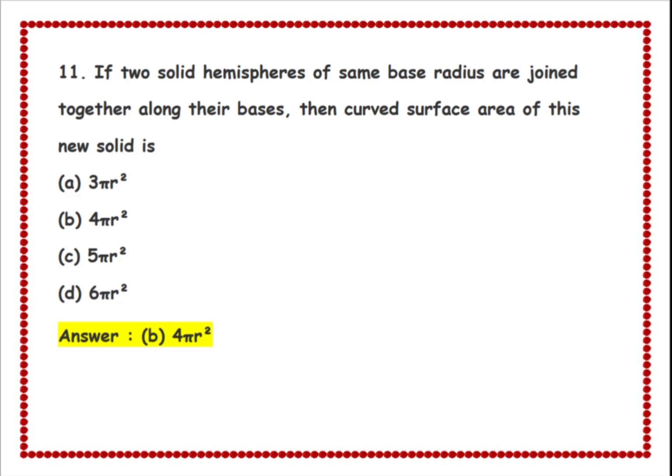Question number 11. If two solid hemispheres of same base radius are joined together along their bases, the curved surface area of this new solid is. Students, already we have discussed, if we join two hemispheres, we get a sphere. Therefore, the surface area of sphere is 4 pi r square. Therefore, the correct answer is option B, 4 pi r square.